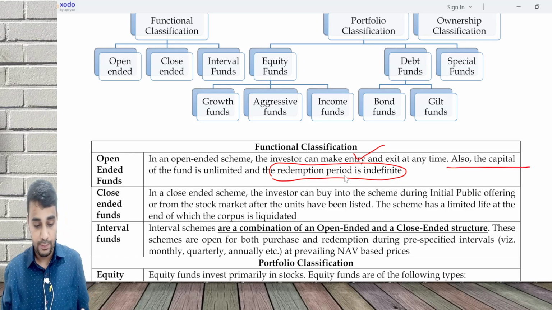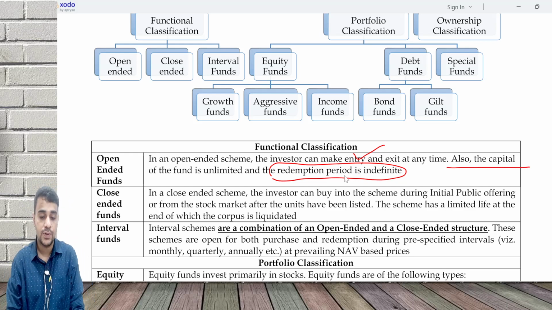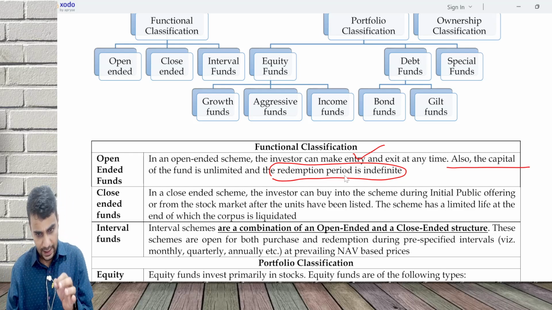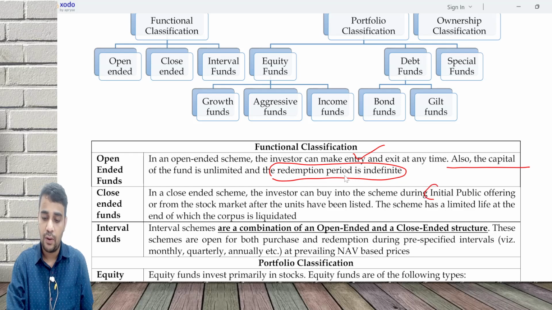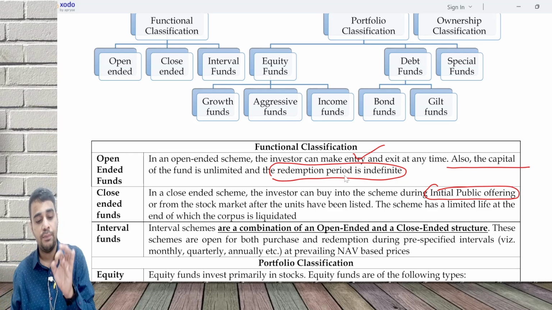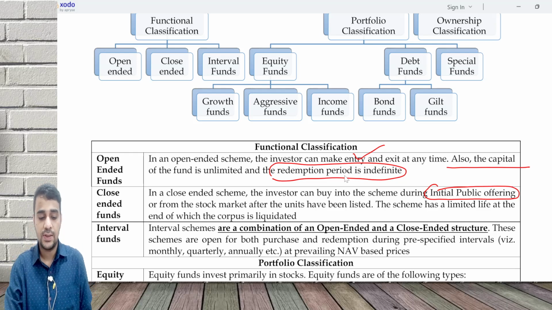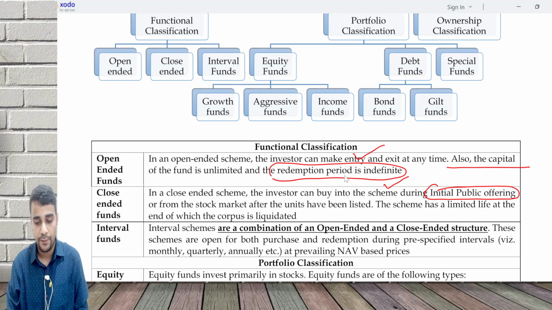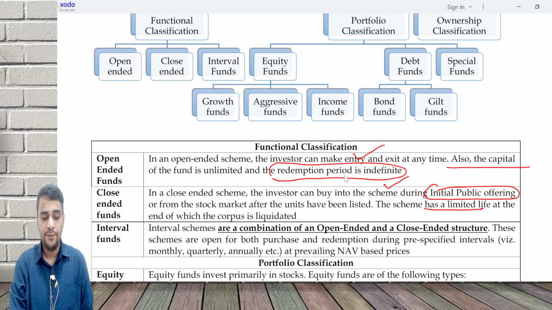Close-ended is exactly opposite, where you normally enter during the initial public offering, and exit will happen once the maturity happens. In a close-ended scheme, the investor can buy into the scheme during the initial public offering. The scheme has a limited life. At the end of the life, the corpus is liquidated.